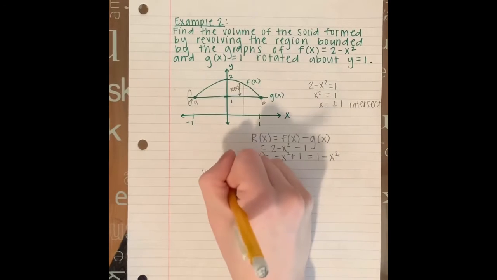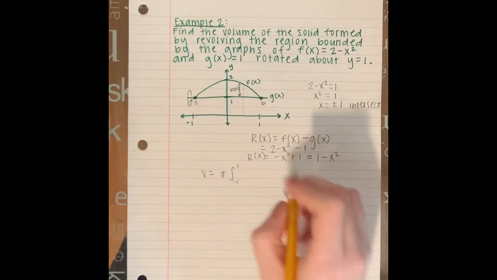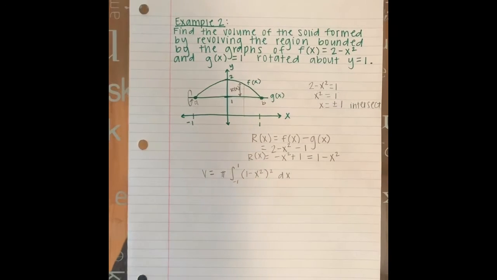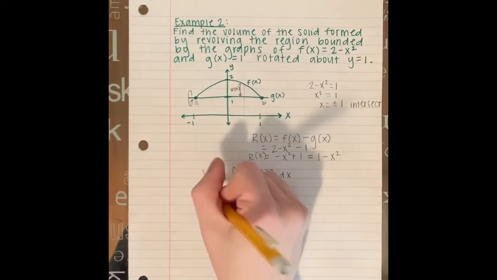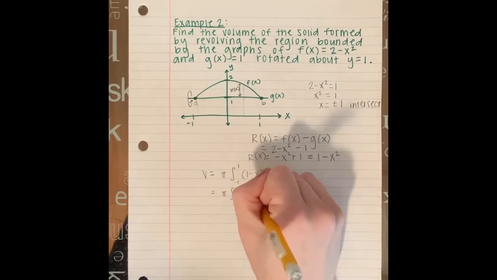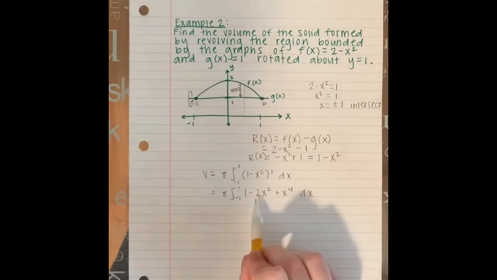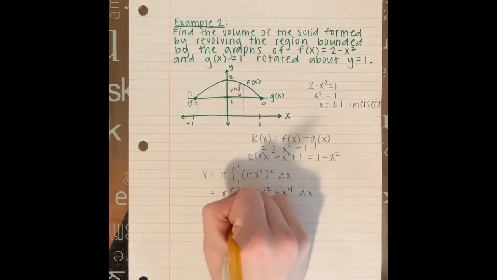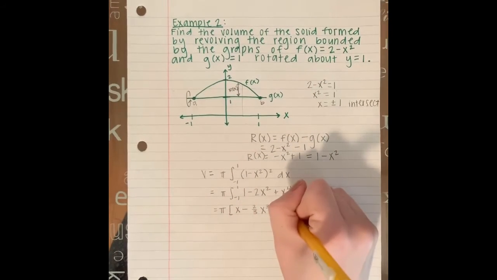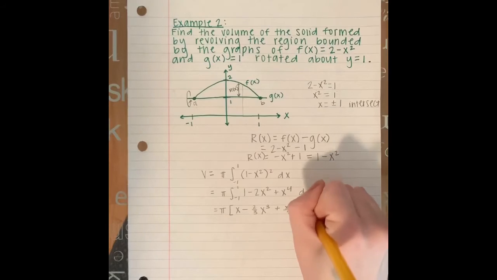Volume equals pi integral from a to b, negative 1 to 1, r squared, 1 minus x squared, squared, and it's a horizontal axis, so dx. So then, before I take the integral, I will square this, so I'll have 1 minus 2x squared plus x to the 4th dx. And then you just take the integral like normal: pi times x minus 2/3 x cubed plus x to the 5th over 5, from negative 1 to 1.